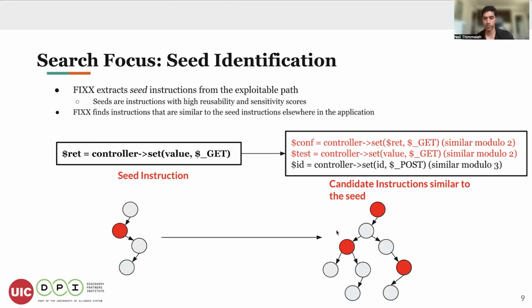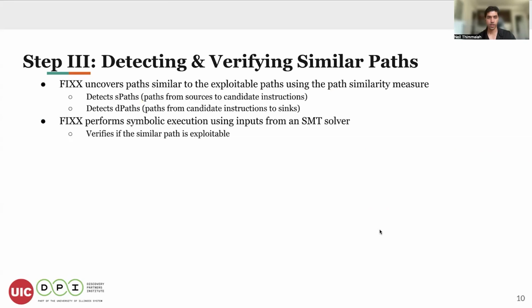And using this, we were able to find multiple instructions that are similar to the original seed instruction, which leads us to FIXX's final step of how it uses these candidate instructions to detect and verify the similar paths. So FIXX detects S paths from source nodes to the candidate instructions that are similar to the original seeds, as well as D paths from the candidate instructions to sinks, and it uncovers these exploitable paths that are similar to the original exploitable path using these two subpaths known as S paths and D paths.